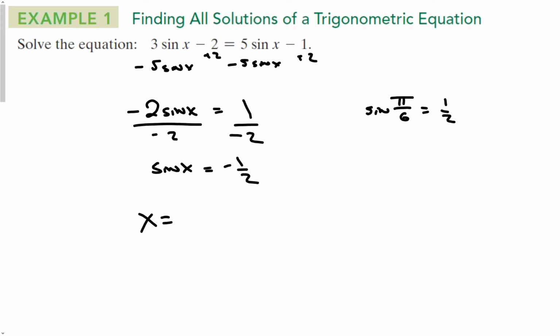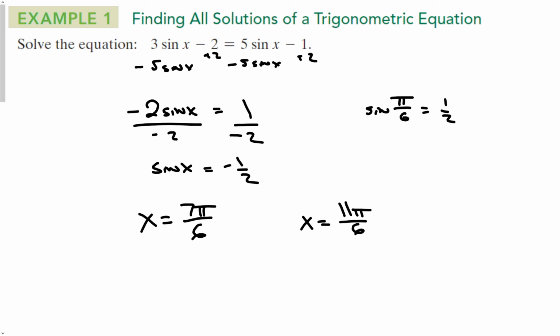So to find an angle in quadrant 3 with a reference angle of pi over 6, we would add pi. So that's 7 pi over 6. And look on the unit circle. What is the y coordinate at 7 pi over 6? It is -1/2. There's another place on the unit circle where the y coordinate is also -1/2, and that is in quadrant 4, and it's at 11 pi over 6.